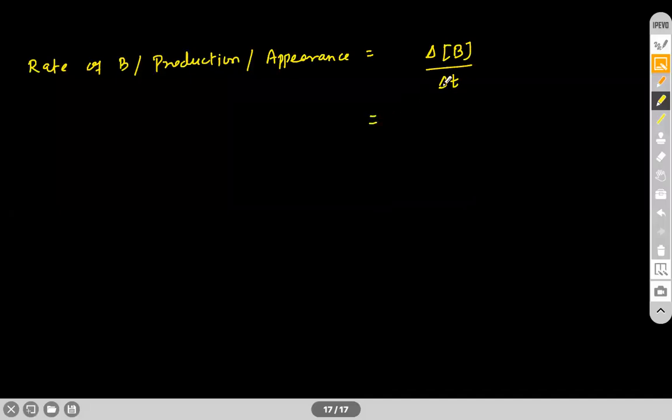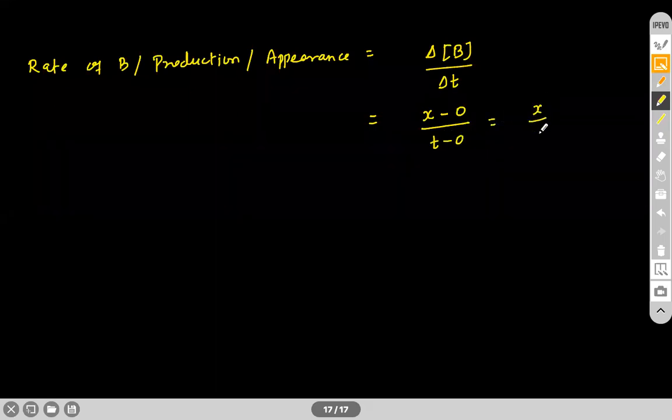Okay. So the concentration of B at time t is x, minus at time t equal to 0, it is 0, divided by t minus 0. So it is x by t. Okay. Now, since for the reactant I have written minus sign, for the product we'll write plus sign. Clear?